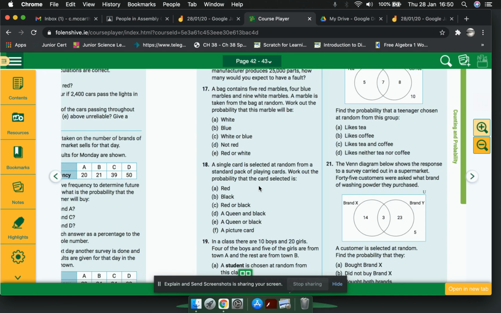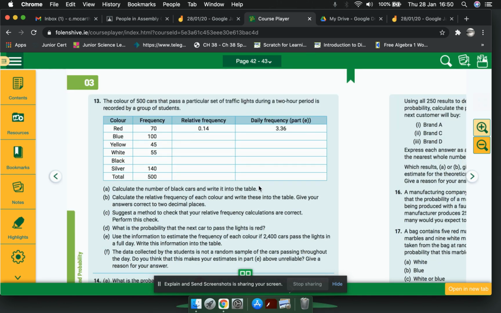It should definitely help you now with the next question, and the final question that will be talked about in this video. So we are told this. The color of 500 cars that pass a particular set of traffic lights during a 2-hour period is recorded by a group of students. We're given the color. So we know the color breakdown, we know the frequency. We are missing a lot of these relative frequencies, and then we want to work out what we call the daily frequency.